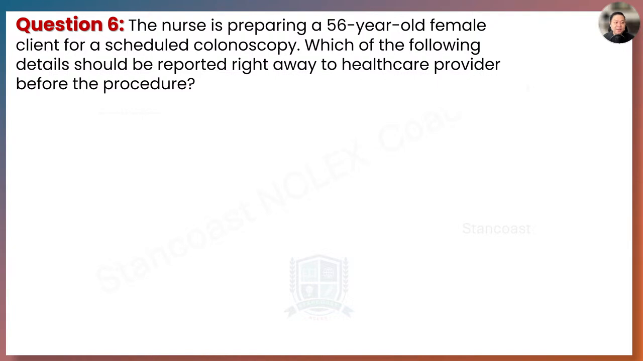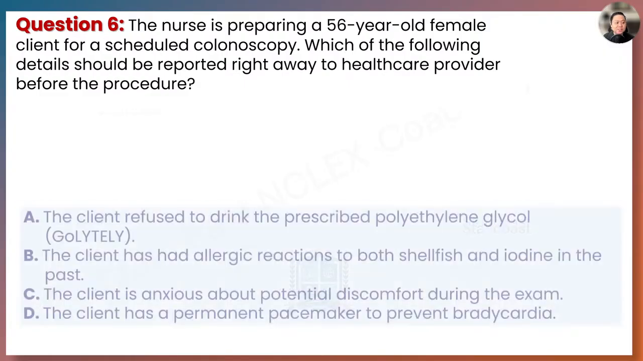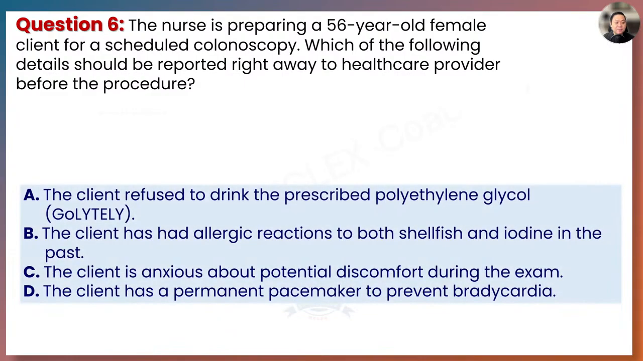Number 6, the nurse is preparing a 56-year-old female client for a scheduled colonoscopy. Which of the following details should be reported right away to the healthcare provider before the procedure? Options. A, the client refused to drink the prescribed polyethylene glycol golightly. B, the client has had allergic reactions to both shellfish and iodine in the past. C, the client is so anxious about potential discomfort during the exam. D, the client has a permanent pacemaker to prevent bradycardia.